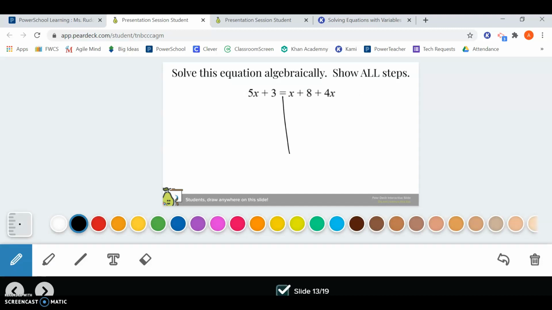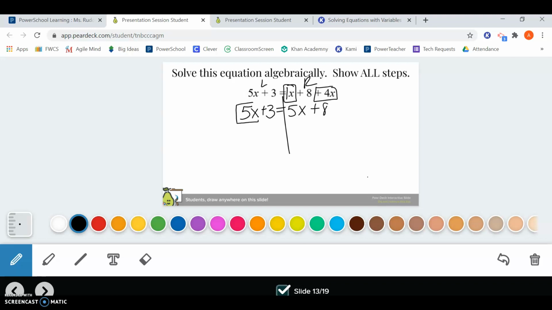algebraically. Same steps. On the left I can't combine or distribute, but on the right side of the equal sign, I can. So this x here, I'm going to put my coefficient in. That's a 1. So I have a 1x plus a 4x. I have 5x plus 3 over here because we can't really combine or distribute over here. And then over here, I'm going to combine my x. So I have 1x plus 4x, so that's going to be 5x. I still have my plus 8.